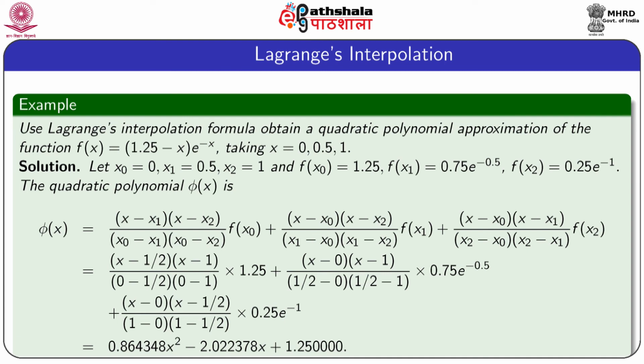plus and so on. After substitution of the values of x0, x1, x2, f of x0, f of x1 and f of x2, and after simplification the phi x reduces to 0.864348 x square minus 2.02237 x plus 1.250000. That means the entire calculation is made up to 6 decimal places. So, this is the approximate quadratic approximation of the function f x equal to (1.25 minus x) whole into e to the power minus x.